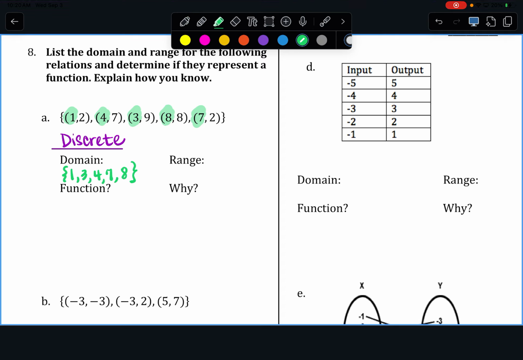And then we have our range values, which are the Y's. And right away, I noticed that I have repeating 2's, but remember, when you write your range, you don't write repeaters. And not only do I have repeating 2's, but it's my least number. So I'm going to put 1, 2, and then 7, 8, 9.